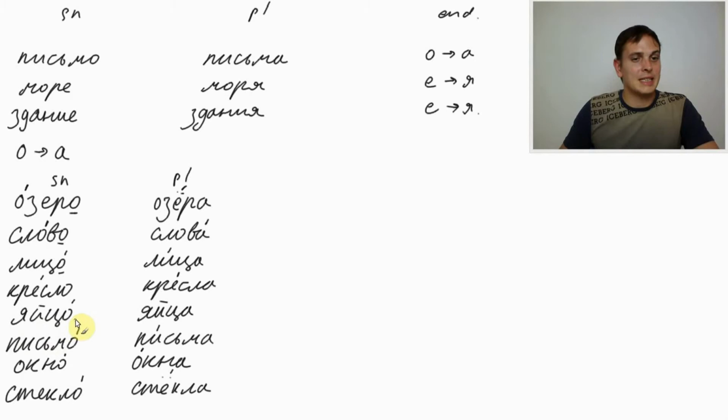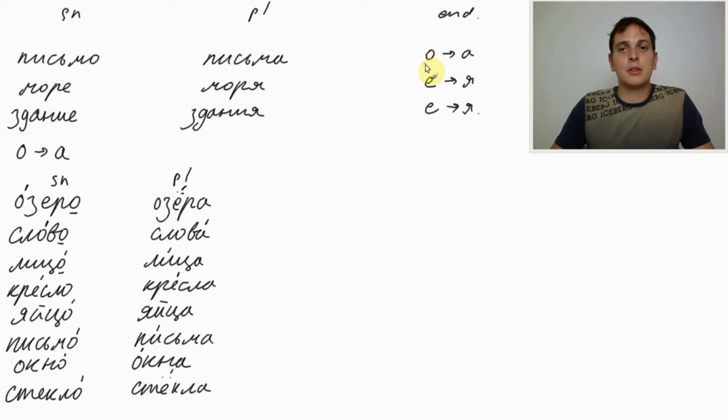Письмо is letter. Письма, letters. Окно, window. Окна, windows. Стекло is window, or стекла is plural for glasses. So стекло could be window, but стекла in plural are not windows. So окна would be windows. So now we covered this rule.